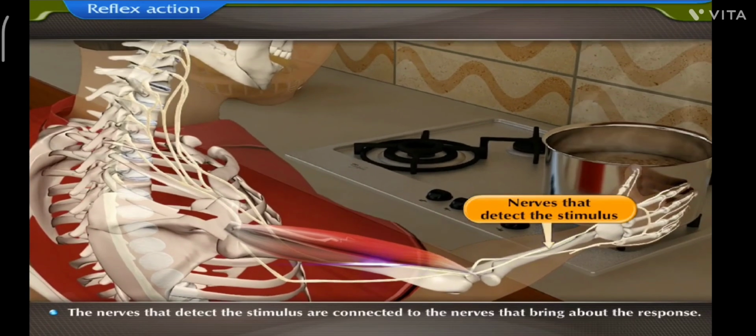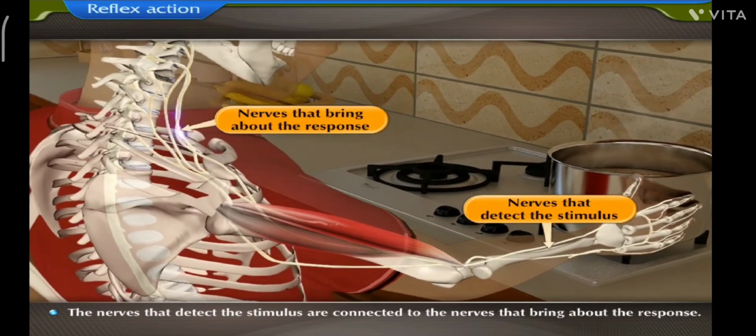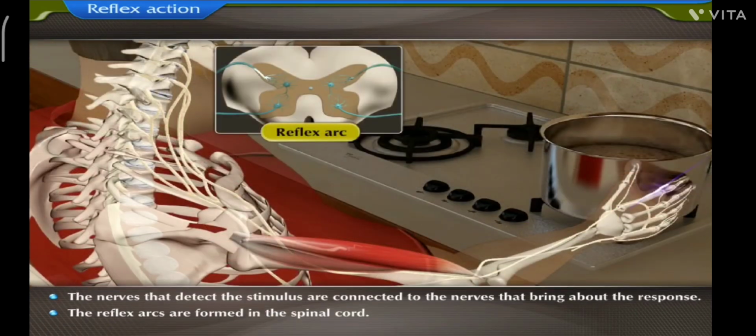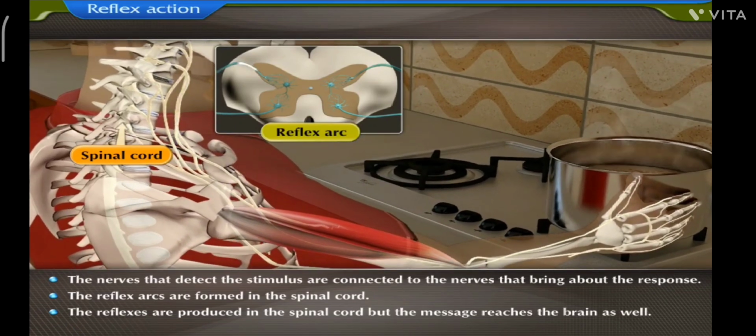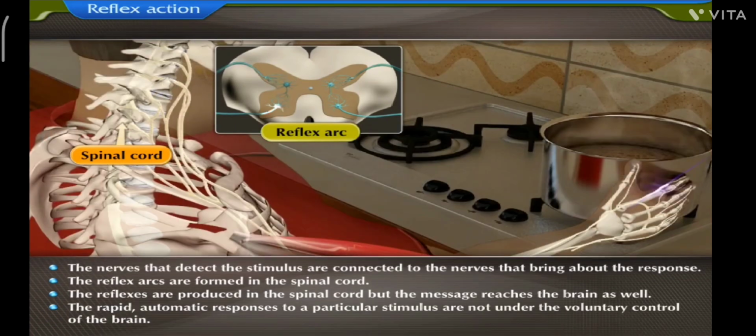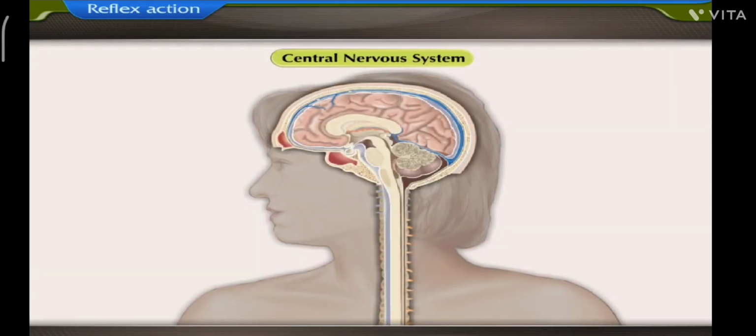The nerves that detect the stimulus are connected to the nerves that bring about the response. The reflex arcs are formed in the spinal cord. The reflexes are produced in the spinal cord, but the message reaches the brain as well. Such rapid, automatic responses to a particular stimulus are not under the voluntary control of the brain. Let us now understand the central nervous system, its components and functional aspects.